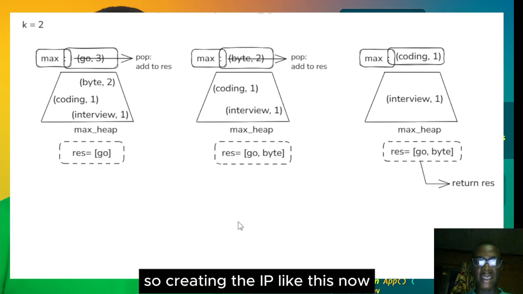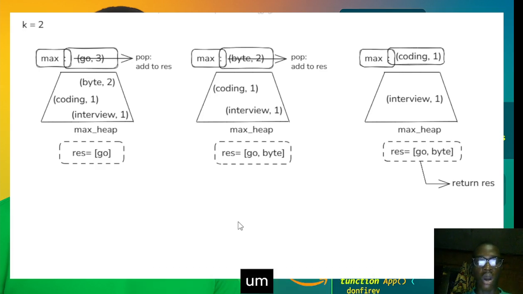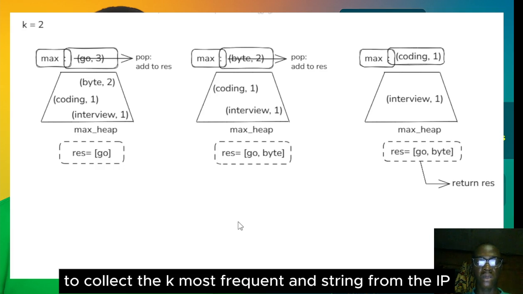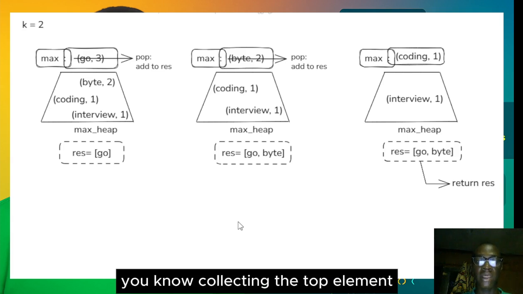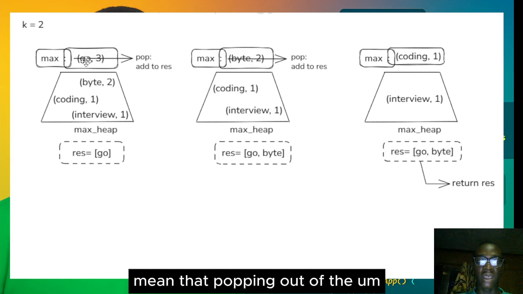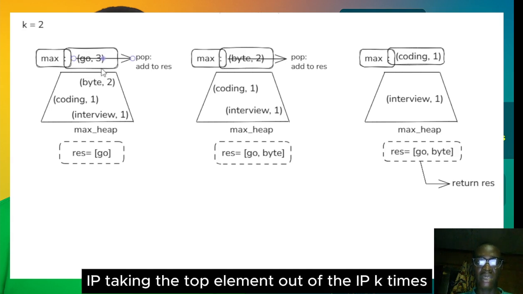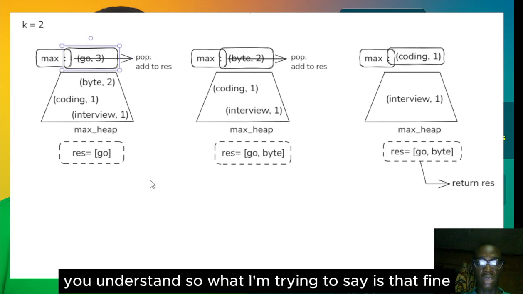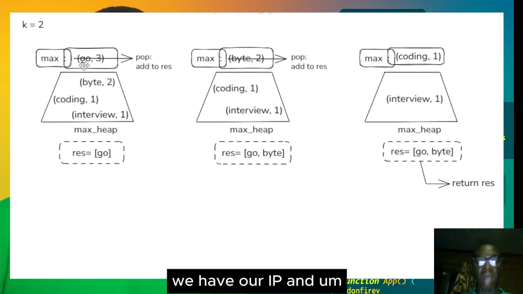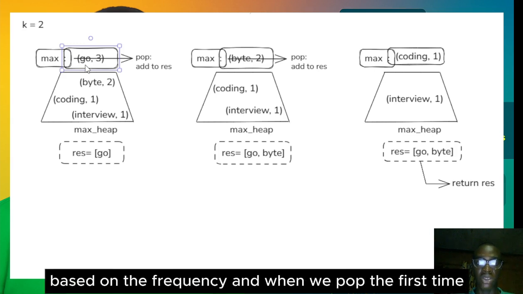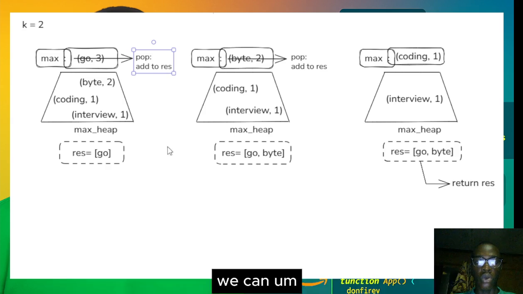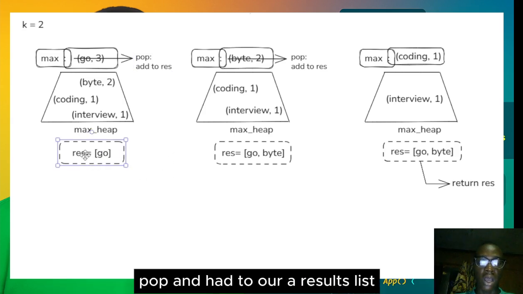So creating the heap like this now, to collect the k most frequent strings from the heap, we have to pop. We can just do that by collecting the top element, meaning popping it out of the heap, taking the top element out of the heap k times. You understand? So we have our heap, and the heap is going to have a top element based on the frequency, and when we pop the first time, we can pop and add to our results list.